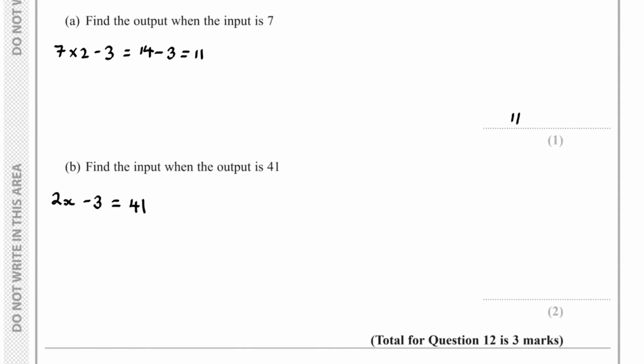So first thing we need to do, we need to add 3 to both sides. So if I add 3 to both sides, you can see here 2x is equal to 44, and now if I divide both sides by 2, you can see here x is equal to 22. So the input is 22.